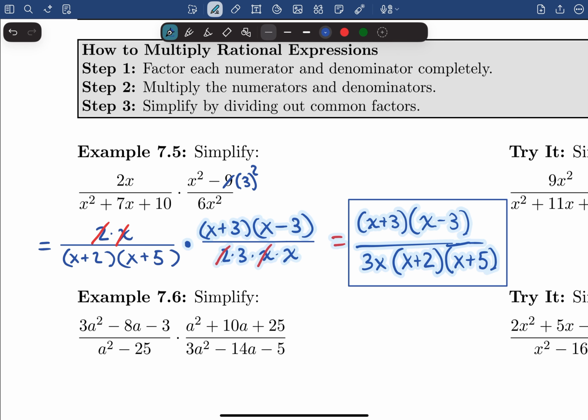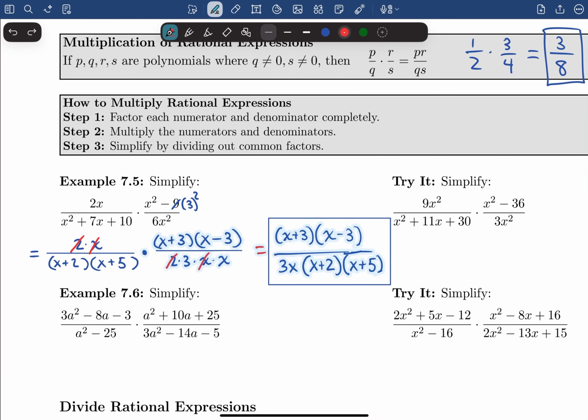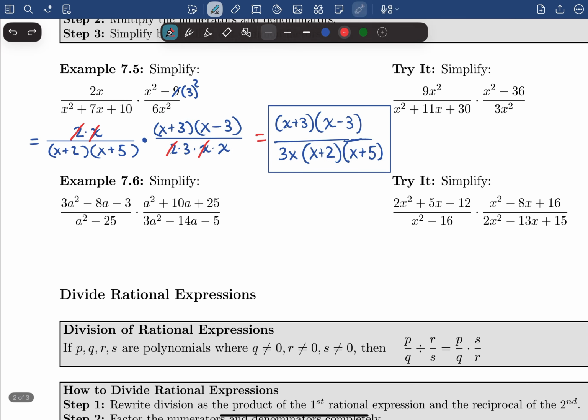And we're done. And if you at this point made a decision that I'm going to cancel this x with this x and this 3 with this 3, well, that's illegal. You just killed kittens. Don't do that. Stop. Thank you.